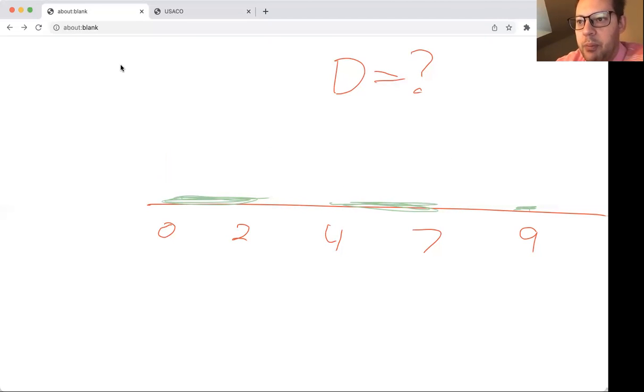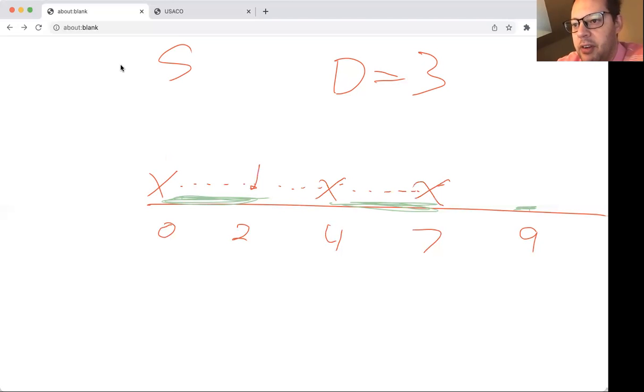The second approach is to make a guess at what D might be. For example, I might say, well, what if D is 3? And then try to place my 5 cows. So if D was 3, I would place my first cow at 0. And then I can't place it at 2 yet, so my second cow would go to 4. And then I can go 5, 6, 7, but then I can't place it at 9 because that's too close. If D was 3, I would only be able to place 3 cows.